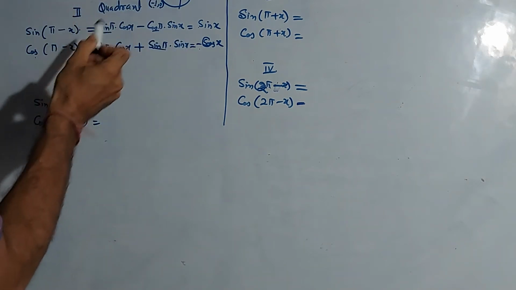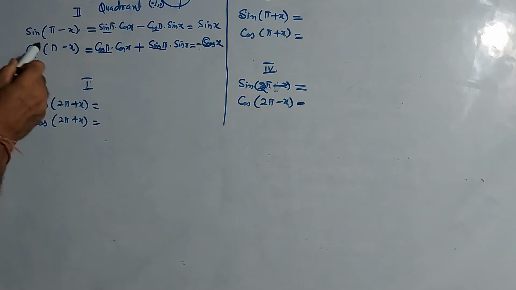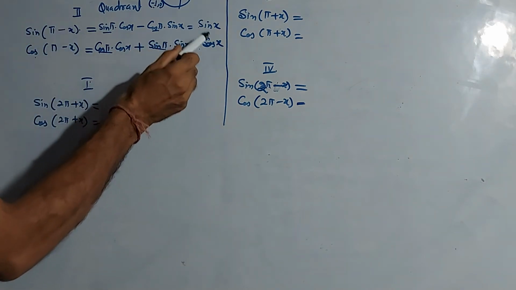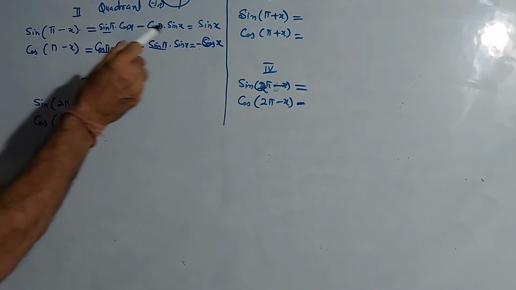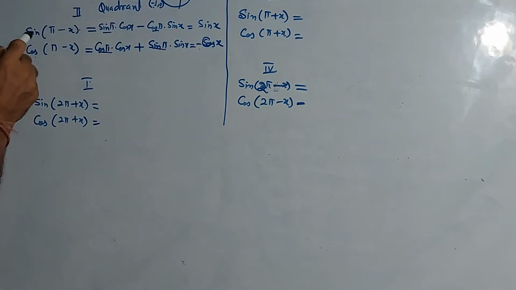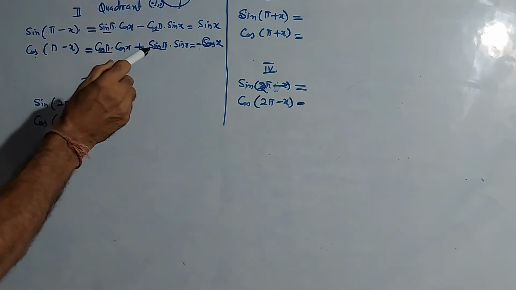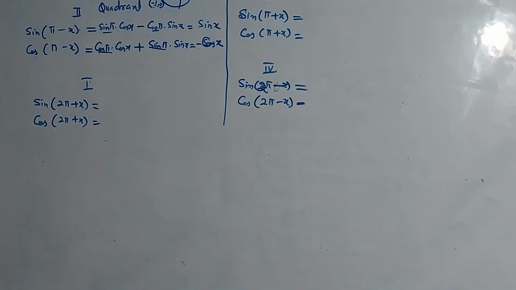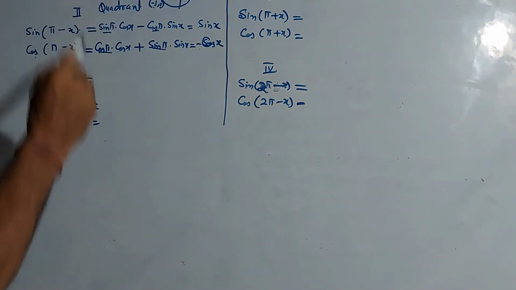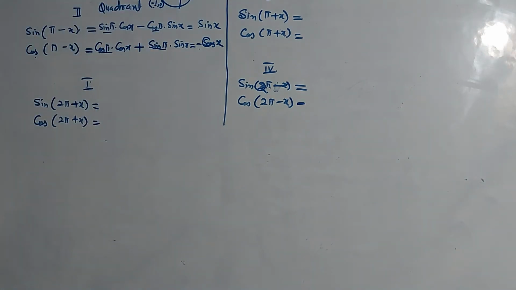Because of this, the other trigonometric ratios can be found. Tan of pi minus x will be minus tan x, cot of pi minus x will be minus cot x, secant of pi minus x will be minus secant x, and cosecant of pi minus x is cosecant x.